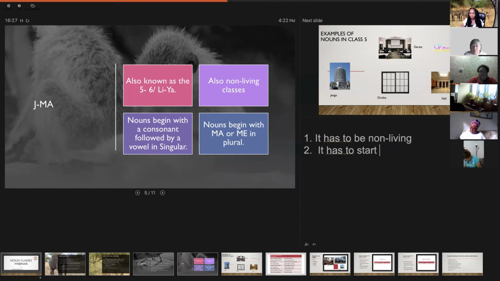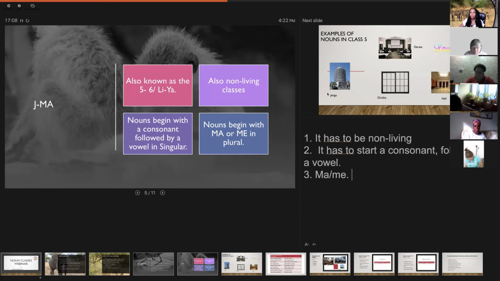So it starts with a consonant and then followed by a vowel. Now here's a caveat. Its plural has to start with a ma or a me, because you're going to see later another noun class that has the same characteristics, but the plural is different. So for you to know whether this noun for real belongs to noun class 5 or 6, first it has to be a non-living thing. Second, it has to start with a consonant followed by a vowel. And finally, its plural has to start with a ma or a me.